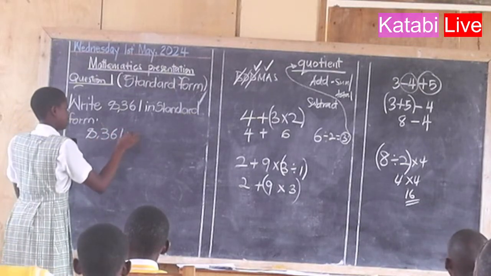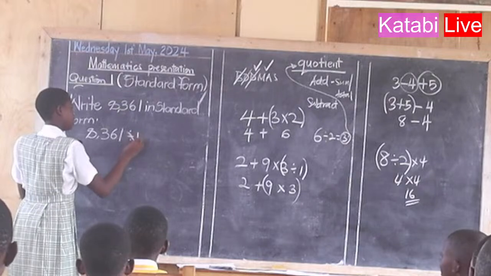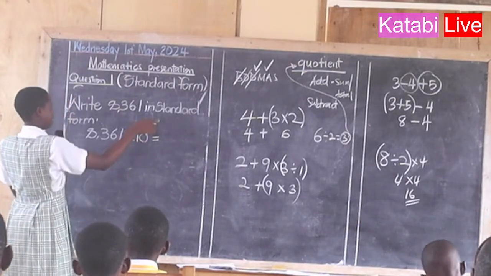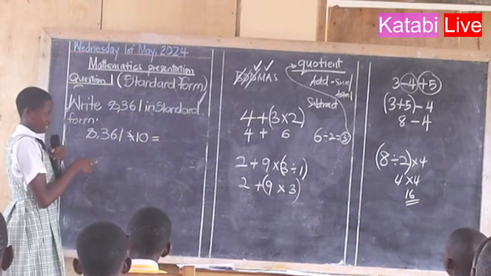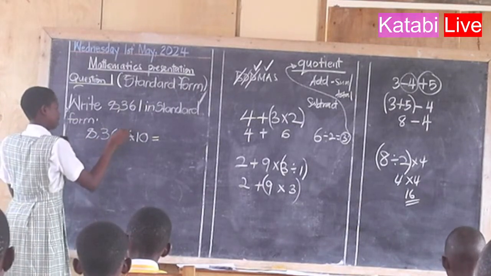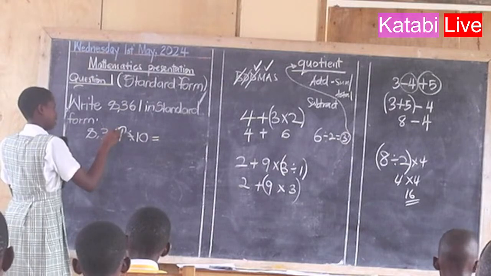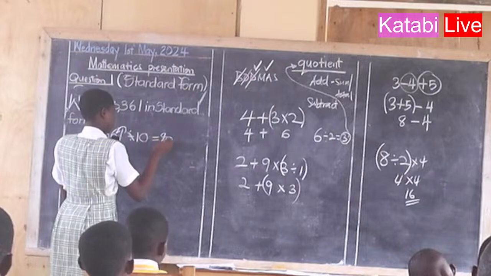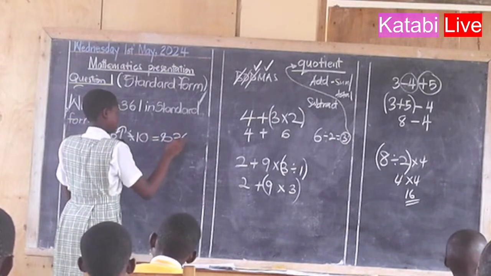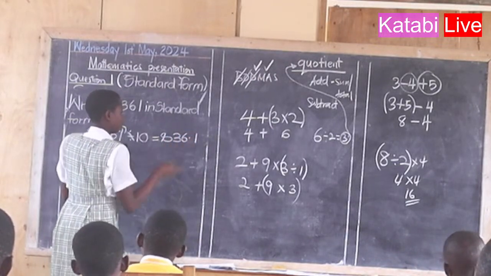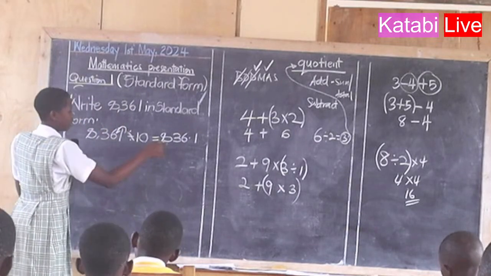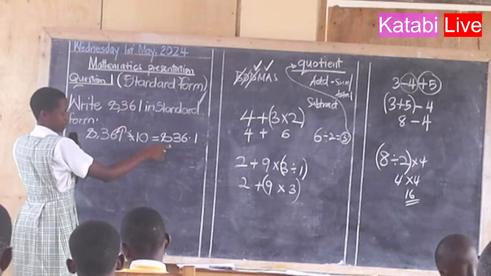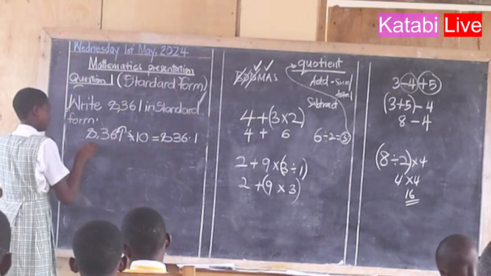8,361 divided by 10 equals. Where do we get this 10? Because standard form simply means base 10. So we move one step to the left-hand side. What do we get? 836.1. We copy this one here. How many digits are these? 4. And we need how many? 1.